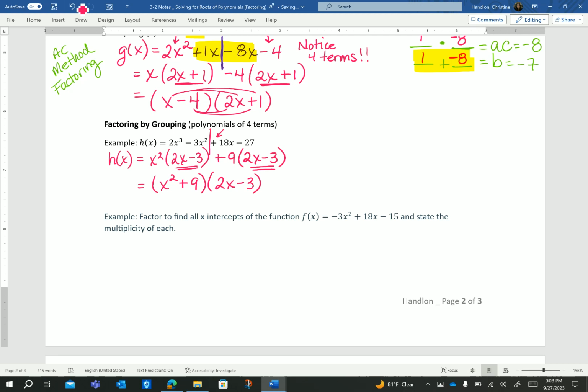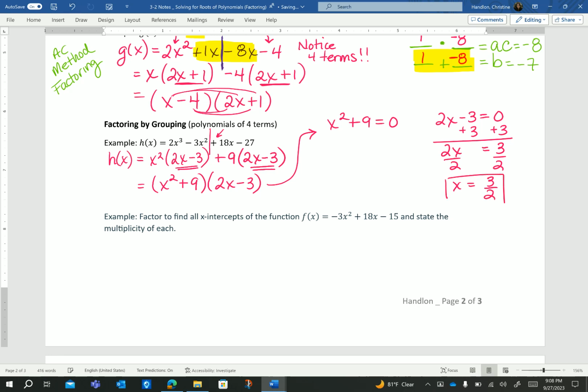Now this is what I want to make sure you notice is going to happen in Delta Math a couple of times. When you are asked to find zeros or x-intercepts or roots, you take your factors and set them equal to 0 and solve, okay? So like 2x minus 3 equals 0. I would add 3 on both sides. I would end up with 2x equals 3. Divide by 2, and I end up with x equals 3 over 2. Okay?